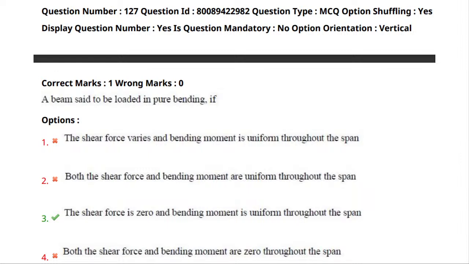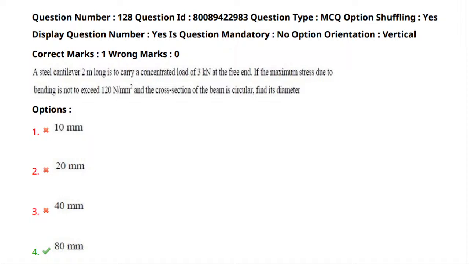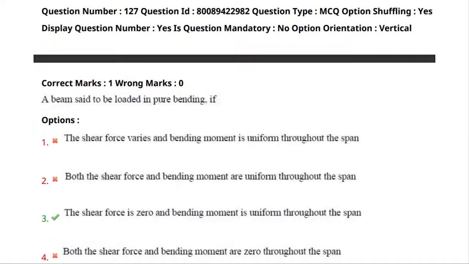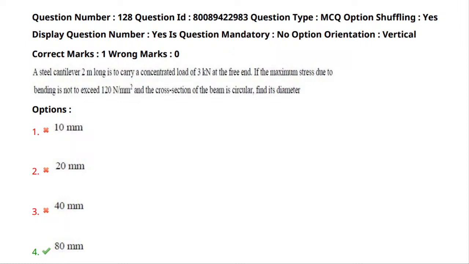And this question here, this concept of pure bending also I'll discuss a little later. A cantilever beam carrying a concentrated load at the free end, the maximum stress due to bending should not exceed 120. Please do this. You're going to apply this concept on some other type of loading here. So please take your time. I'm showing you the answer to be the fourth option, 80 millimeters. Please get the answer. Come on, everybody.